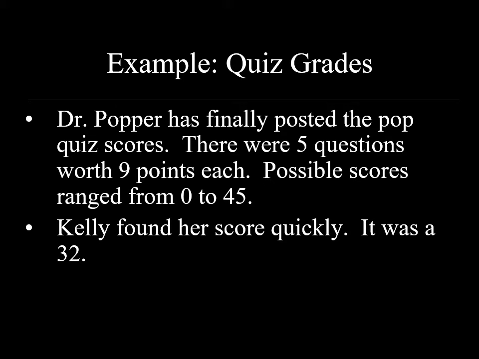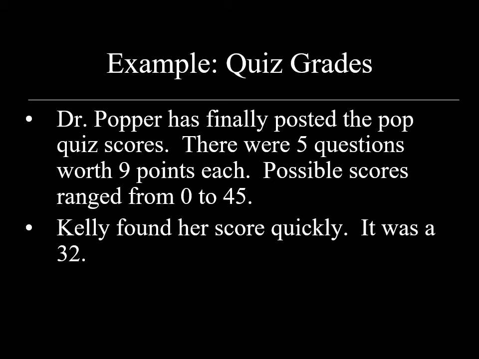So Kelly, who took this quiz, found her score quickly, and it was a 32. So 32 out of 45. Now again, think about, if you got a 32 on this test, what would you think about that score from 0 to 45 points? Now, the first thing you might notice is that means that these questions were not all or nothing. In other words, 32 does not divide by 9. That means you could get partial credit.